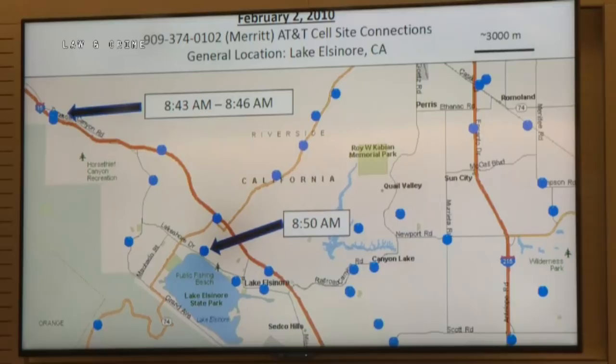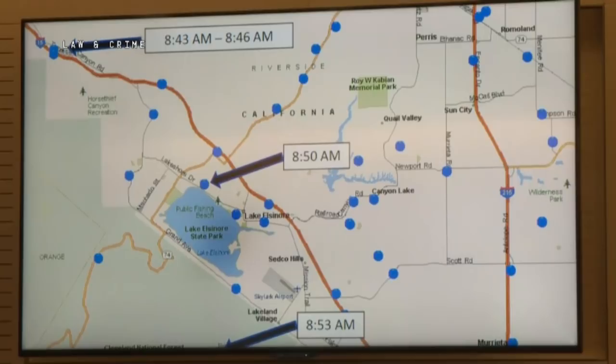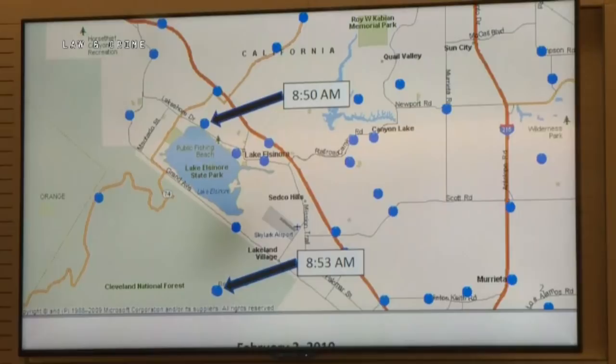And there's 3 minutes of activity at the cell tower indicated in the top left, followed by an 8:50 a.m. connection with a cell tower near Lake Elsinore, and then an 8:53 a.m. connection with a cell tower just below Lake Elsinore.